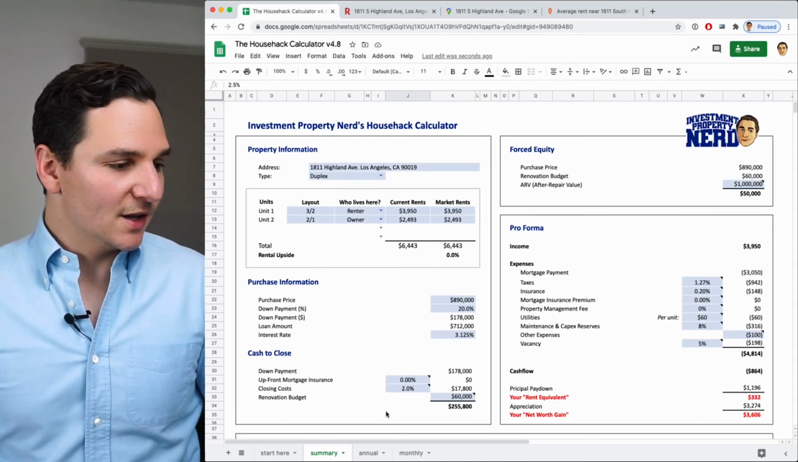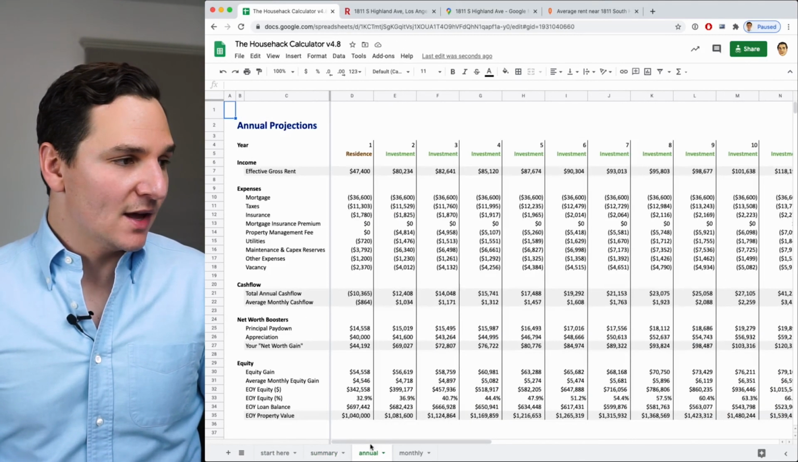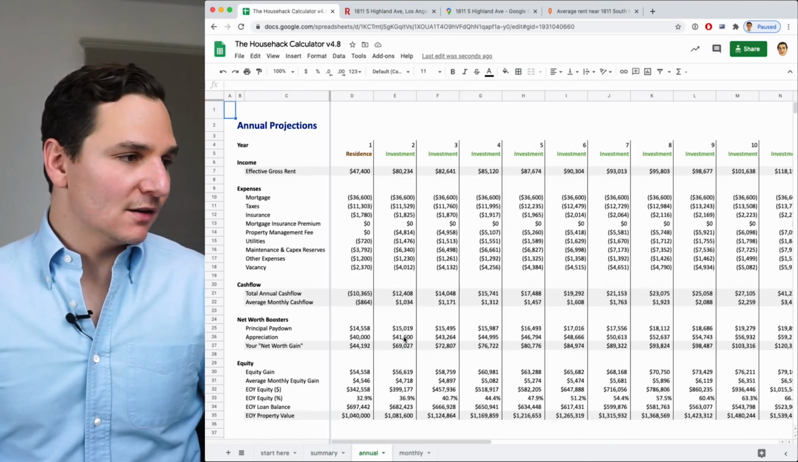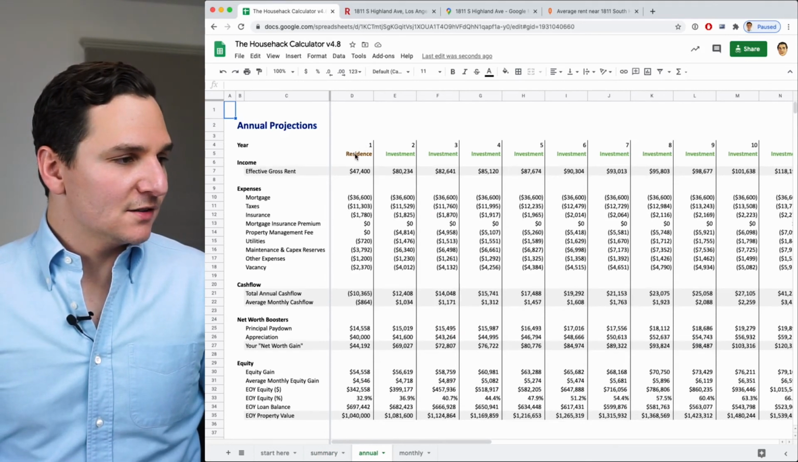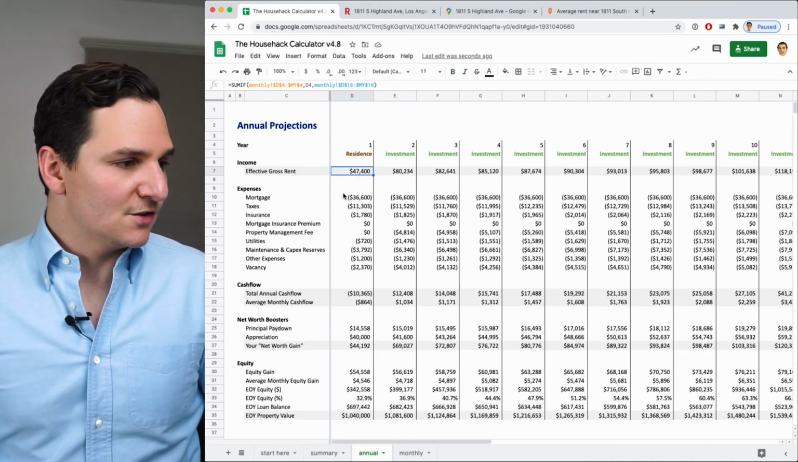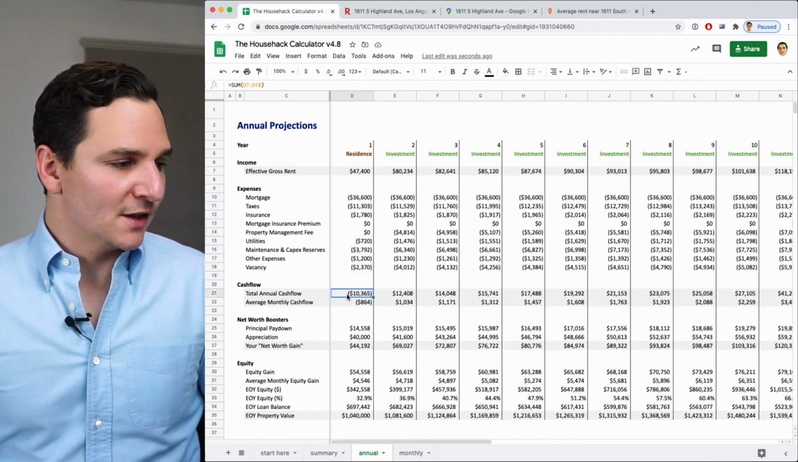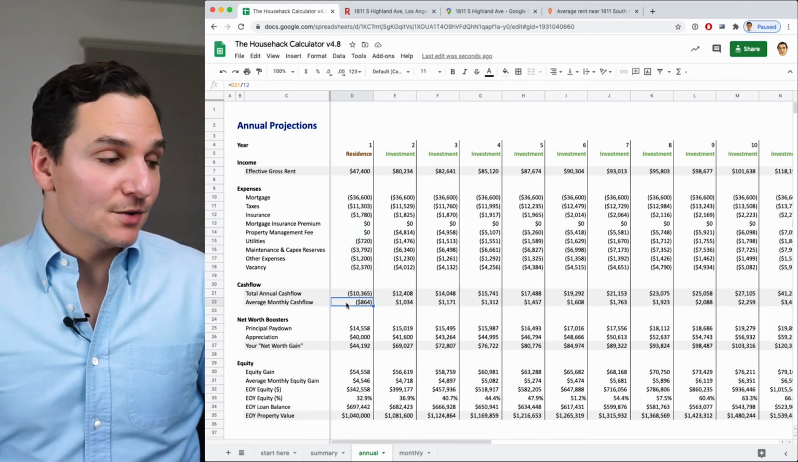Now, with these numbers in place, we can go to the annual tab, and this just looks at everything year by year. So for each year, you can look at whether this property is your primary residence or just an investment property, your total income for the year. These are your expense totals for the year. Here's your total cash flow for the year. And then here's the average monthly cash flow.